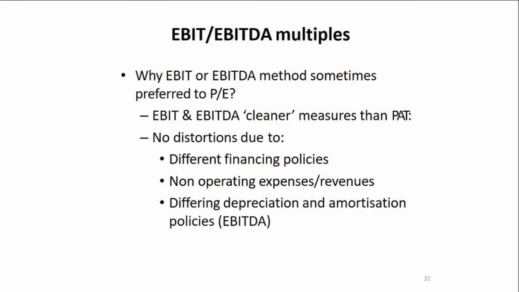By using the EBIT and EBITDA method, it does not allow this distortion, which could take place if using the PE multiple method. Companies could also have different depreciation and amortization policies. So if we are using your EBITDA multiple, being your earnings before interest, tax, depreciation, and amortization, then the depreciation and amortization is stripped out. So this will not allow any distortions to take place.